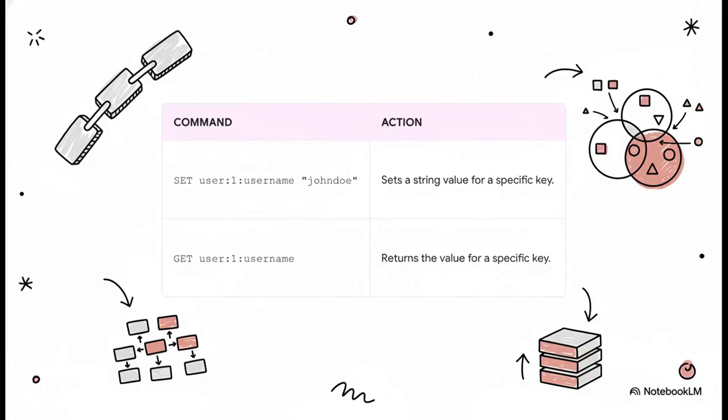And talking to Redis is so simple, it almost feels like cheating. You're just giving it direct, simple commands. You literally say, set this key, like user1 username, to this value, John Doe. And when you want it back, you just say, get user1 username. That's it. It's that simple.